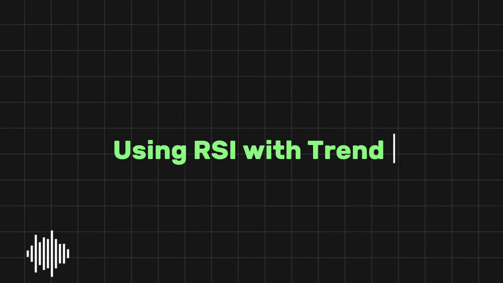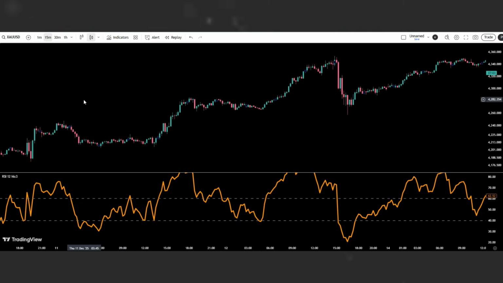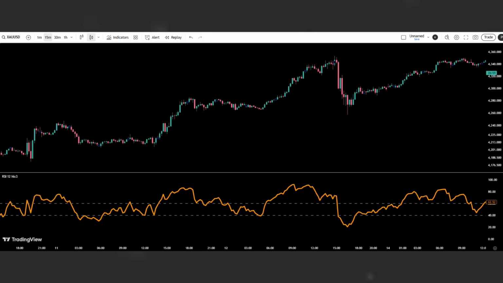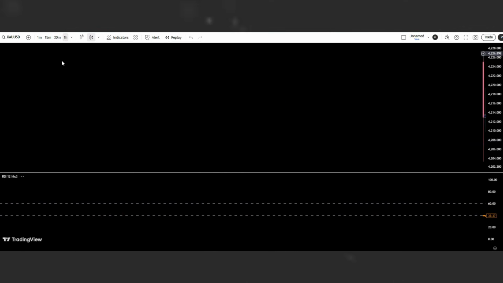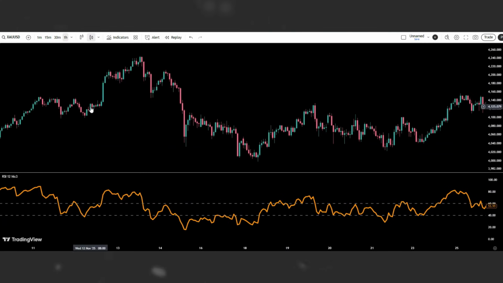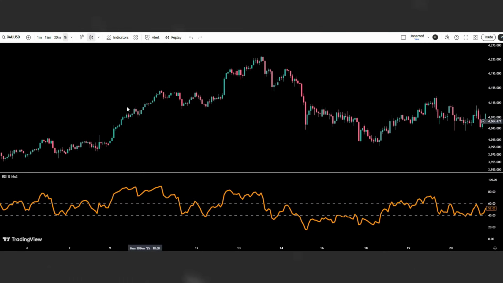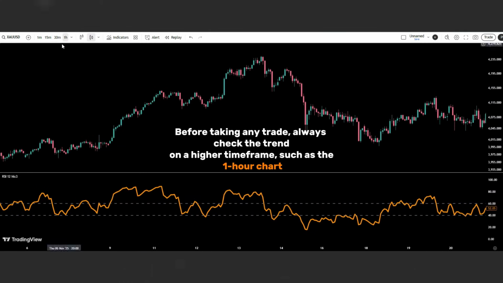Using RSI with trend. Trading is all about perspective. If you only look at short time frames, you miss the bigger picture. Smart traders always start with higher time frames to understand the main trend. This helps them trade with the market instead of fighting it. Before taking any trade, always check the trend on a higher time frame such as the 1-hour chart.